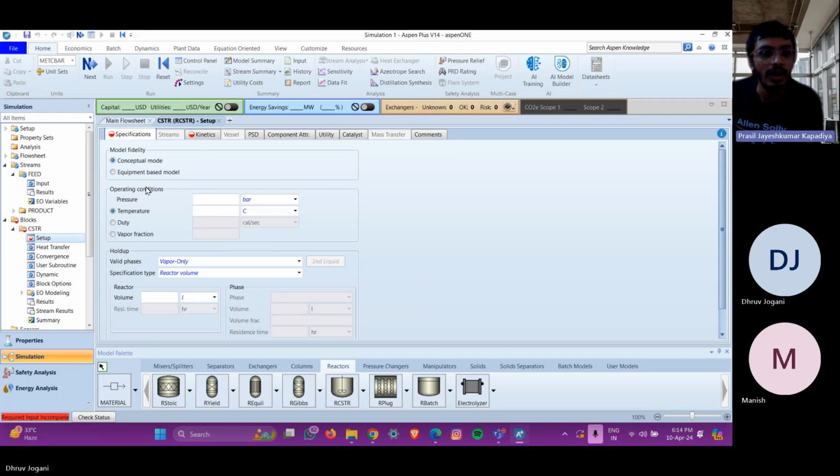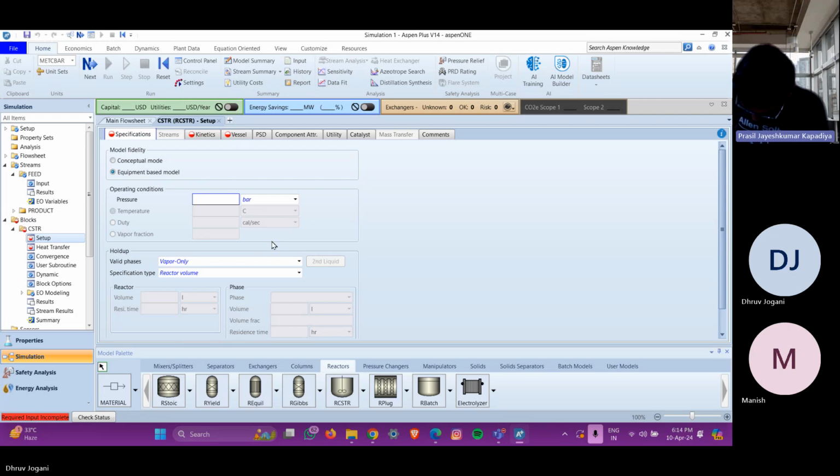Okay, so let's go. Here is one catch. Here we are given the vessel type. If you remember, the vessel type was vertical and the head type was flat. So let's go for equipment based model, not conceptual model. If we press equipment based model, you can see that this vessel tab is activated. So let's first add the reactor condition.